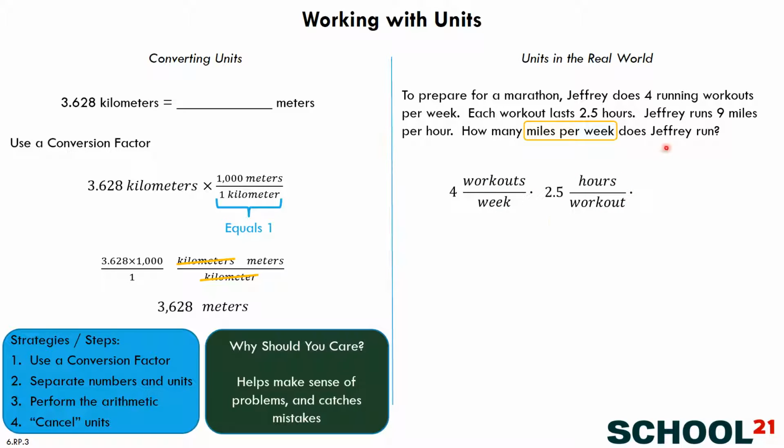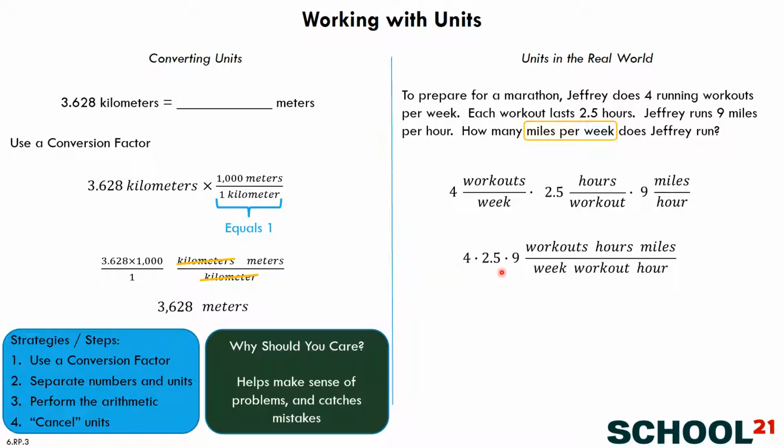And then what's the final thing that the problem tells us? How many miles per week does Jeffrey run? Miles per hour. So if we were to multiply that, let's see how that would work out. What would happen with these hours? 9 miles per hour. Yeah, but what would happen with this hours and this hours in the unit? Cancel them out. So let's watch what happens when we do our strategy over here of separating the numbers and units, because it's starting to look pretty good, right?